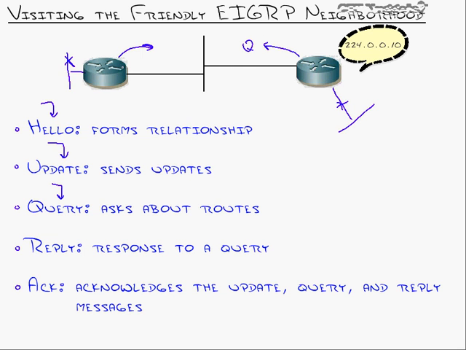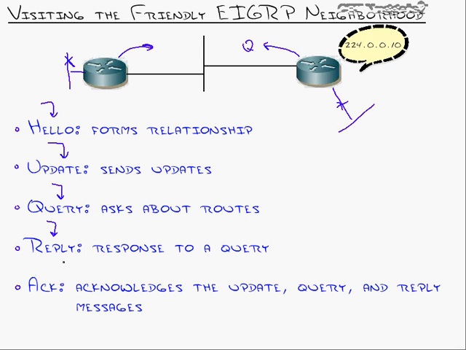This router will get that and say, no, I don't. I don't have a backup path. And that's the reply. I've jumped ahead a message. A reply is just a response to a query. So it may say, yes, I do, or no, I don't. And that will be the answer to that question.